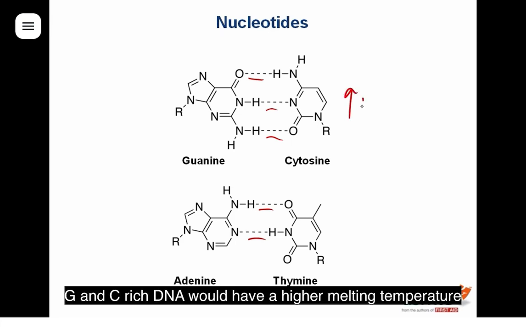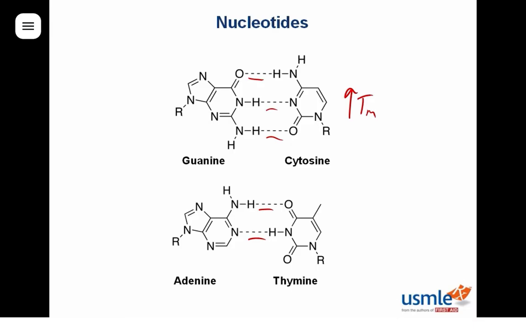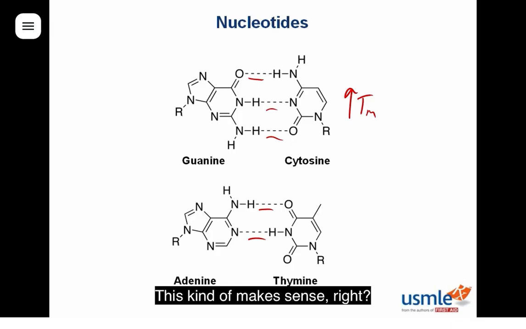G and C-rich DNA would have a higher melting temperature, because again, you need more energy to separate these strands, since they hold on to each other more tightly than the AT bonds. Can you think of other properties of DNA that might affect its melting temperature? One of the other most important ones is DNA length, since shorter stretches of DNA are easier to melt apart. This kind of makes sense, right, since there are fewer total bonds.